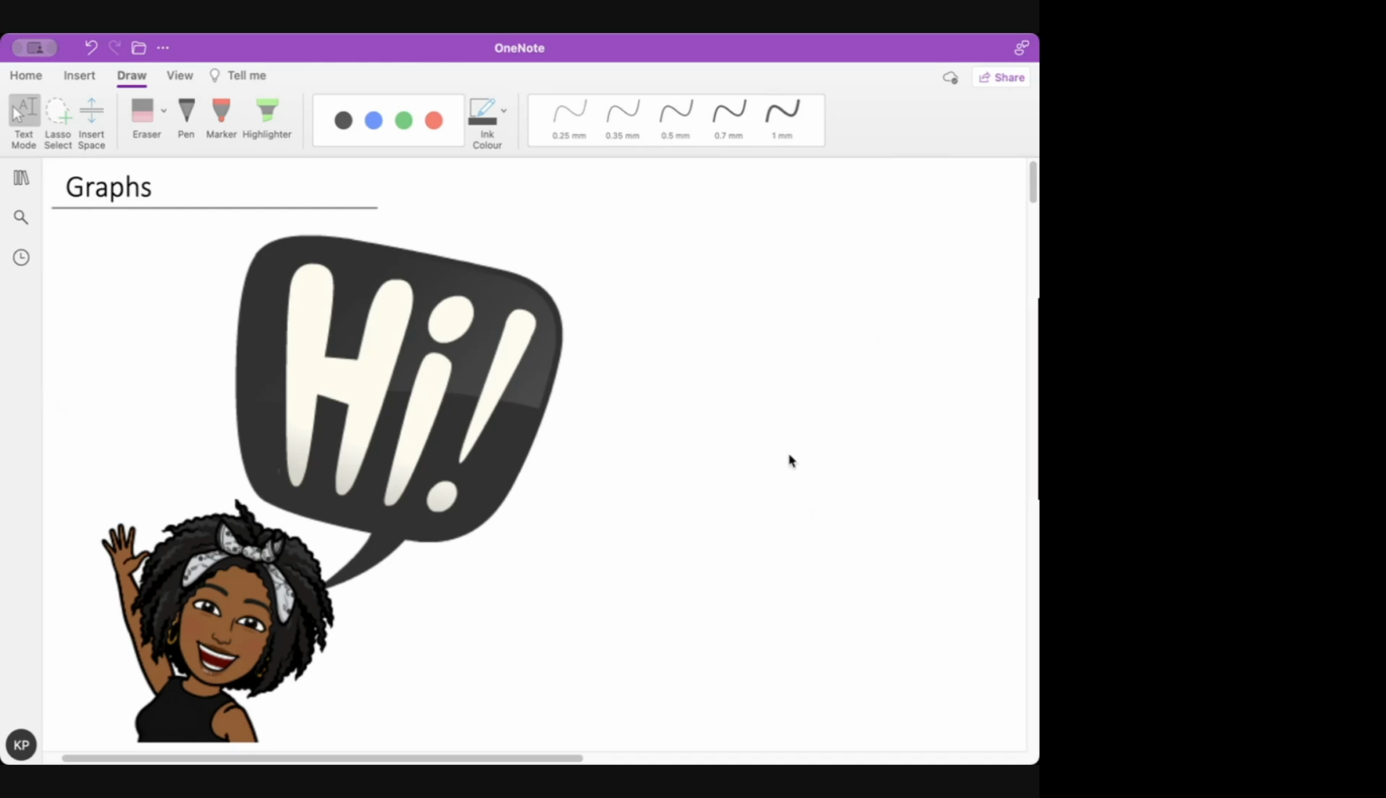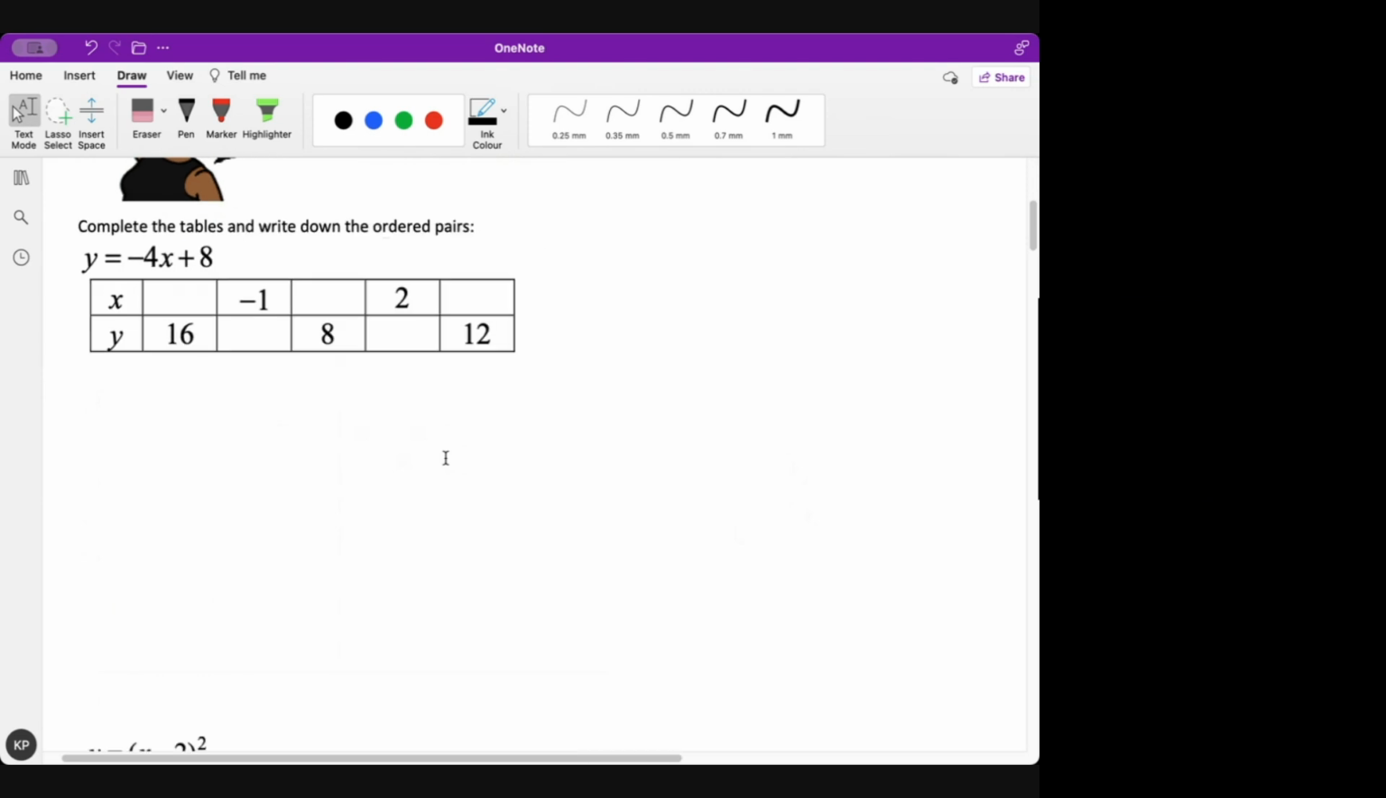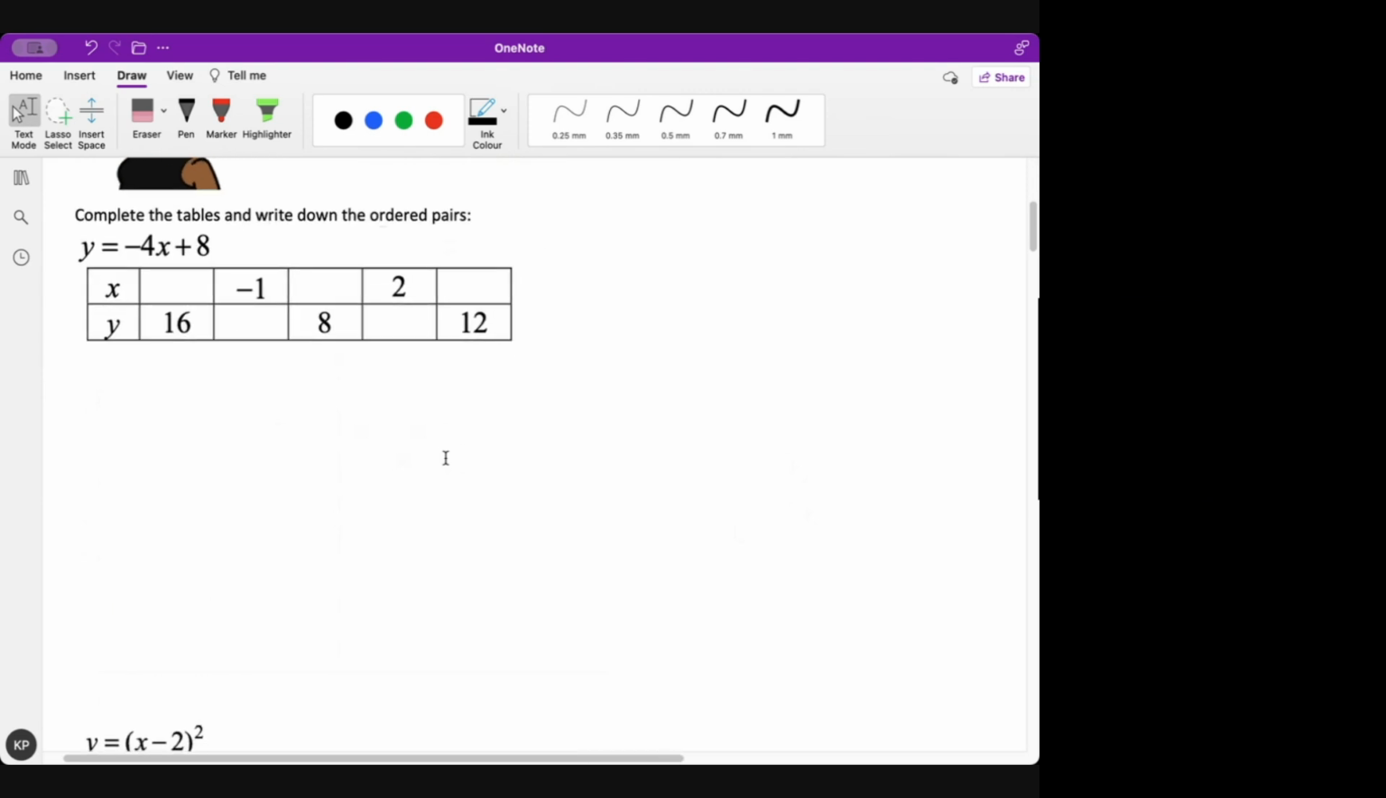Okay. So let's get started with revision of graphs. And of course, we're going to start off with some simple ordered pairs, which means we're just going to use the formula we've been given to fill in the table. And once again, we have our x input values and our y output values. So let's get started off with the 16 first.